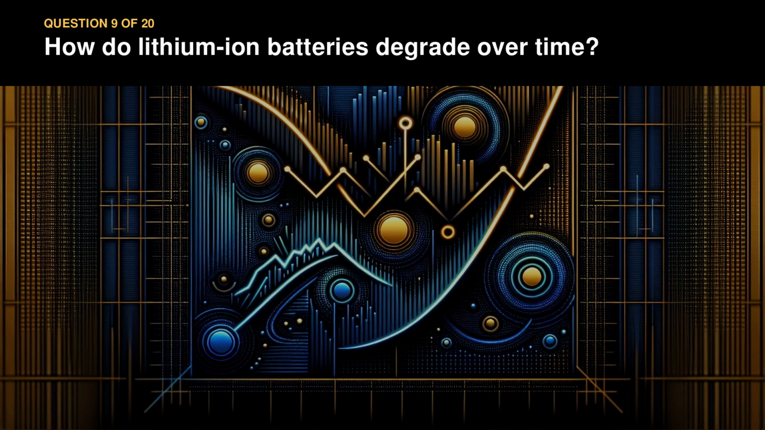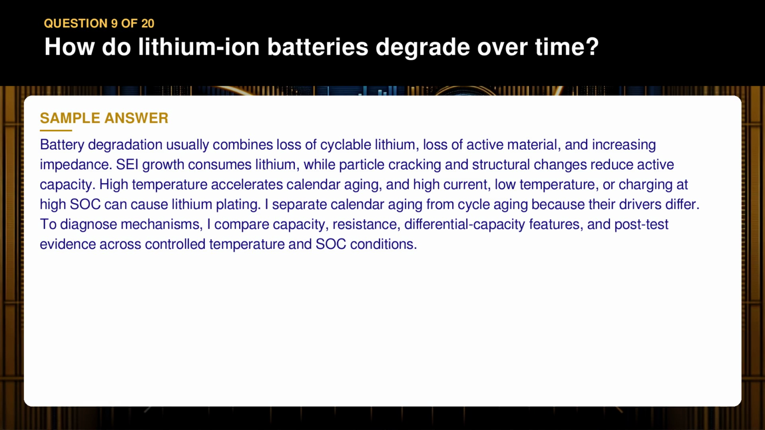Question 9. How do lithium-ion batteries degrade over time? Battery degradation usually combines loss of cyclable lithium, loss of active material, and increasing impedance. SEI growth consumes lithium, while particle cracking and structural changes reduce active capacity.